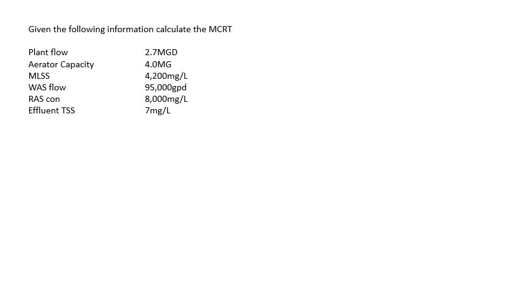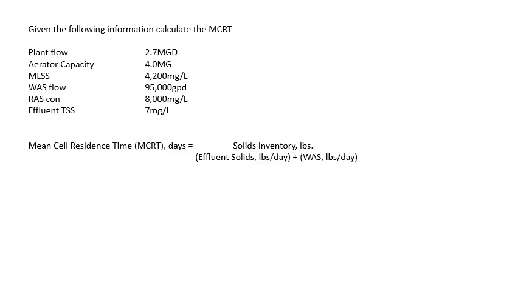Given the following information, calculate the MCRT. You have a plant flow of 2.7 million gallons a day, an aerator capacity of 4.0 million gallons, an MLSS of 4,200 milligrams per liter, a WAS flow of 95,000 gallons per day, an RAS concentration of 8,000 milligrams per liter, and an effluent TSS of 7 milligrams per liter.